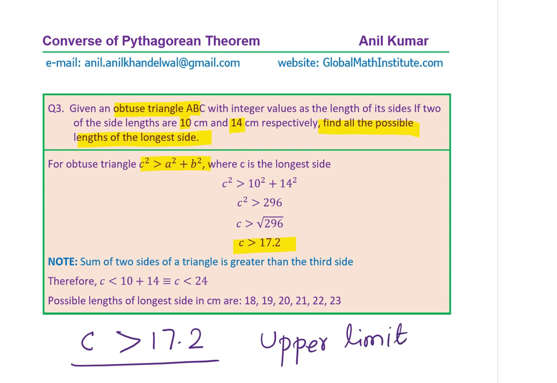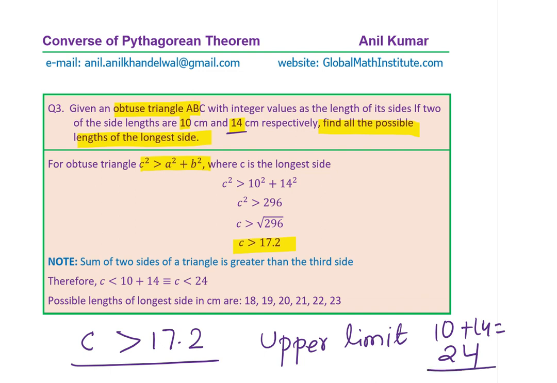Earlier, we had the lower limit since we knew that it has to be greater than 14. Now, in this case, will it be like all the values above 17.2, like 18, 19, 20, 21? What is the upper limit? That is a question to be answered. Well, the upper limit is decided by 10 plus 14, correct? 10 plus 14 is 24. So 24 is the upper limit.